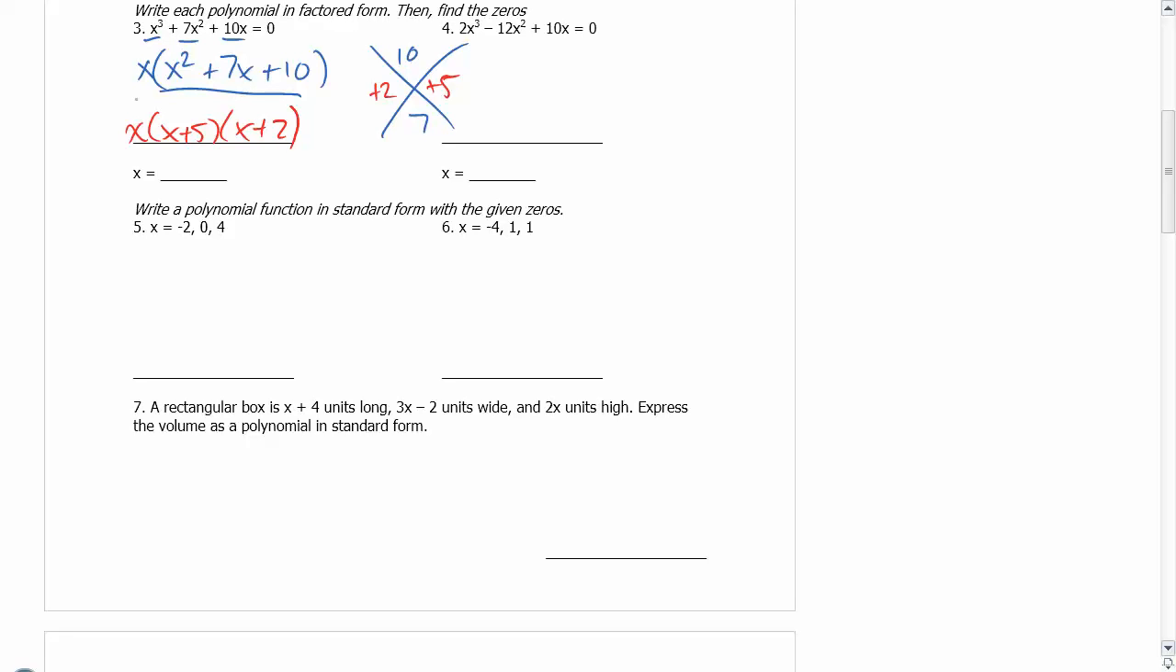Lastly, find the solutions. From your first one, we know x is 0. From this one, we know x is negative 5, so it's always the opposite. And then from this last one, x is negative 2.